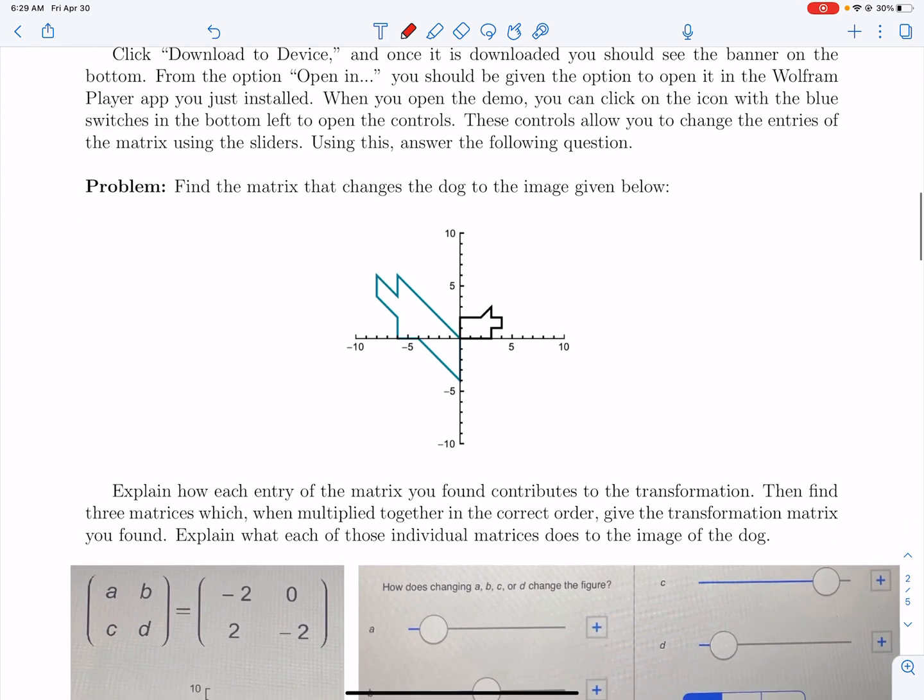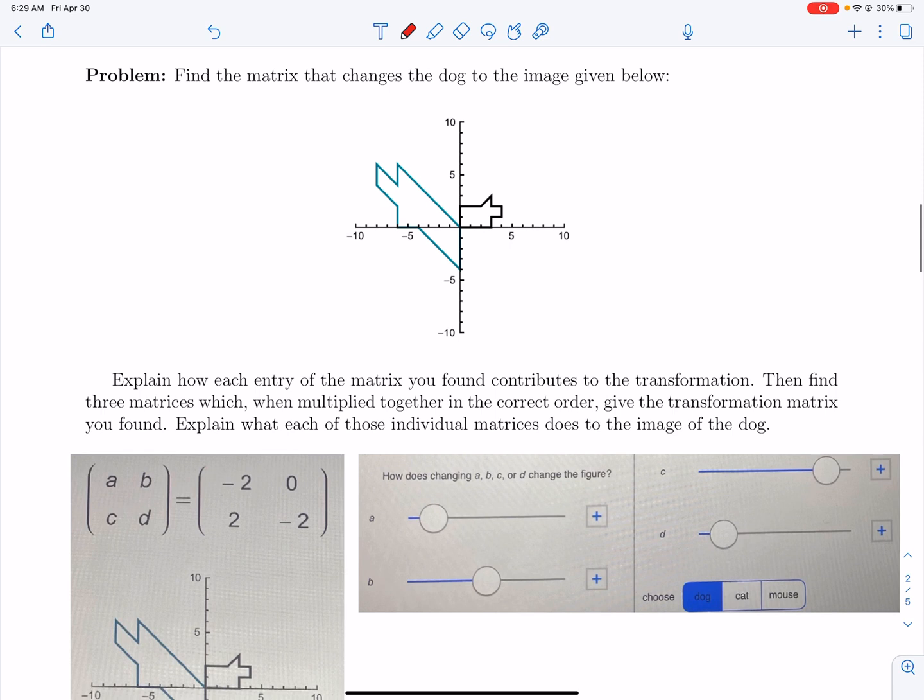And our problem is to find the matrix that changes the dog to the image given below. As you can see, the dog is very distorted in a very weird way, from the black shape of the original dog to the blue shape of the very distorted dog. Poor puppy.